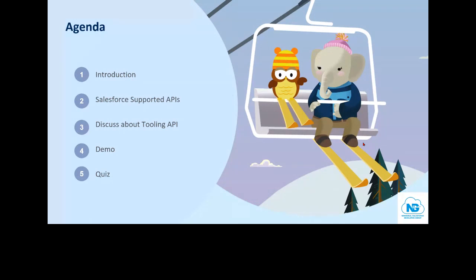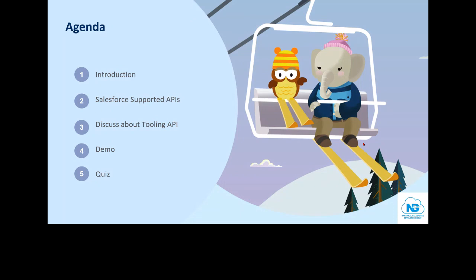These are the topics we discuss in today's session. In the introduction, we see what is an API, what the types are, what the architecture types are, and how the tooling API works. We just see the overall view. After that, Salesforce supported APIs. Salesforce has defined some APIs for its products. In this section, we see what APIs it provides support for and what APIs it developed.